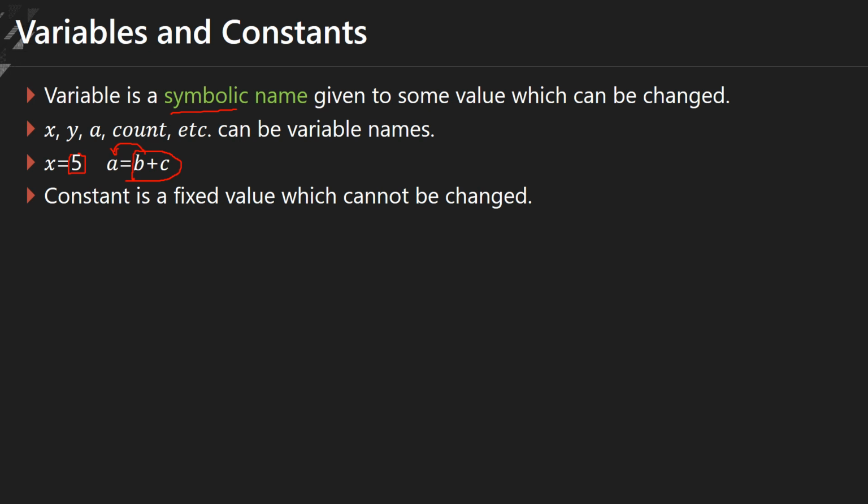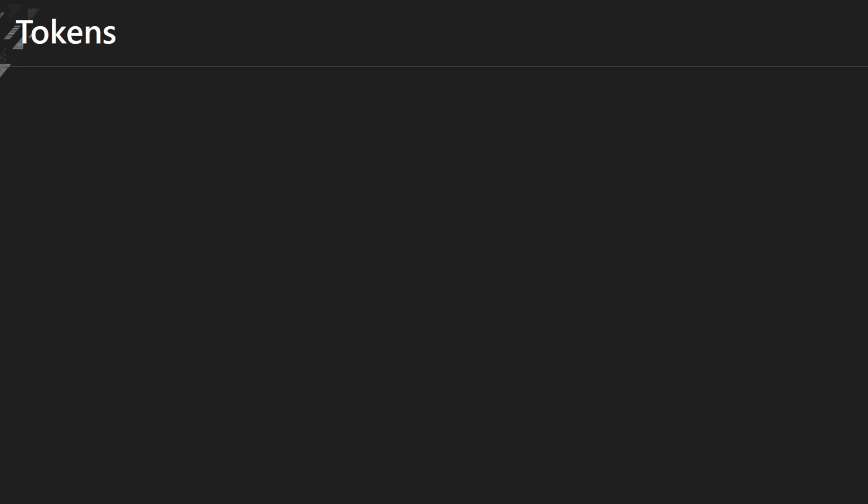What is a constant? Another name is constant. A constant is a fixed value which cannot be changed. Once you use it in your program and assign the value, that cannot be changed. Like 5 cannot change, minus 7.5 and so on. Once you understand variables and constants, let us move to tokens.